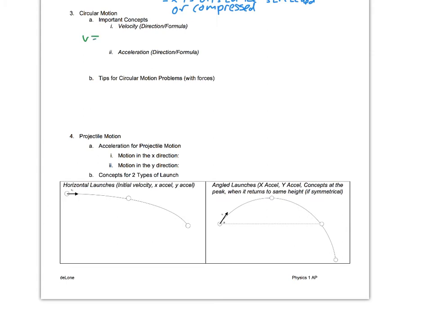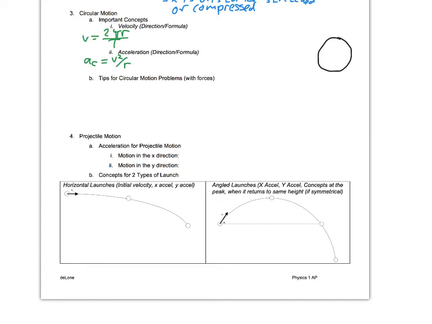The velocity of an object moving in a circle at a constant speed is given by 2 pi r, which is the circumference, divided by T, the period, the time for one complete circle. And the acceleration, the centripetal acceleration in this case, that's the acceleration you have when you're traveling in a circle, is given by v squared over r.